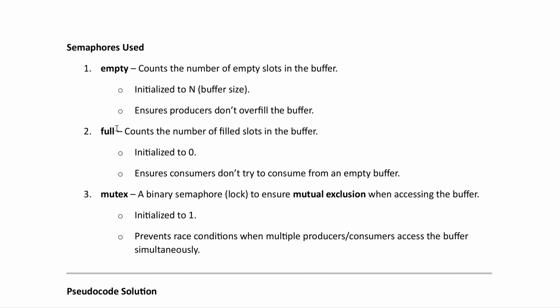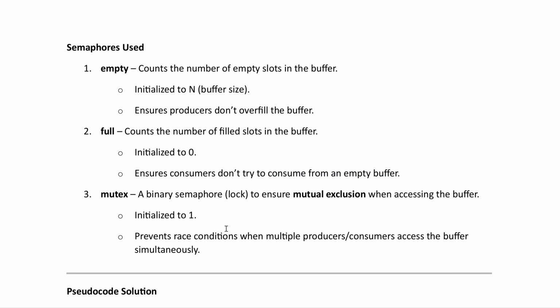The second semaphore is the full semaphore. As the term signifies, the full semaphore counts the number of filled slots, that is, how many slots are filled. The full semaphore is initialized to 0. It means that the number of filled slots in the buffer is already 0. So it ensures that the consumer doesn't try to consume from an empty buffer. If the buffer is empty, the consumer cannot consume because there is nothing in the buffer, right?